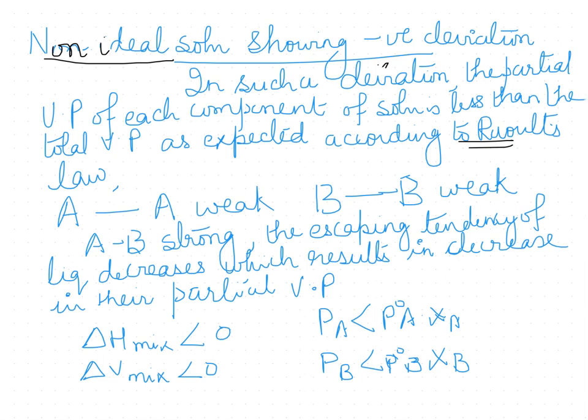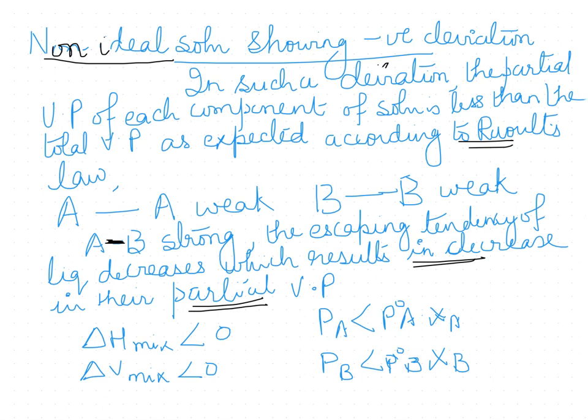Is it clear? So let us see. In such cases, AA interaction is weak, BB interaction is weak, but when it becomes AB interaction, that interaction is very strong. The escaping tendency of the liquid decreases. See, the components are not able to vaporize easily. The escaping tendency, escaping means from the liquid phase getting converted into the vapor phase. The escaping tendency of the liquid decreases, which results in the decrease in their partial vapor pressure.